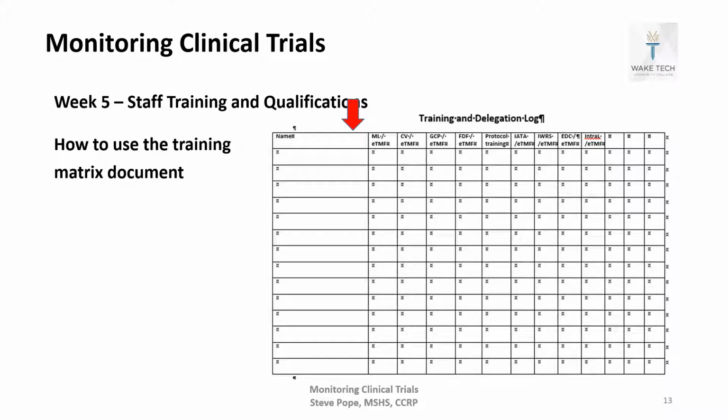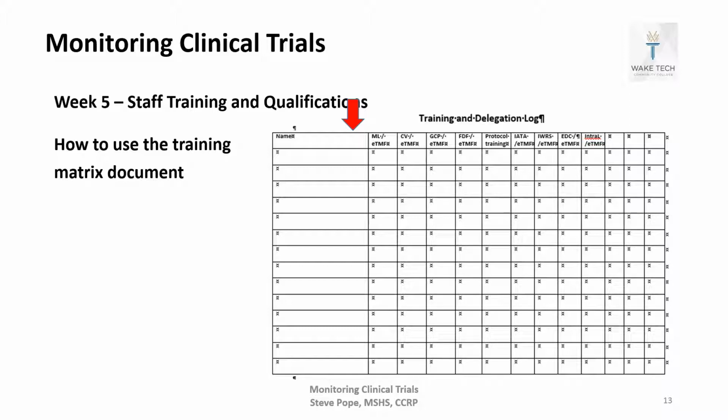And then the same thing for the EDC system. They'll have their name on it. It'll have Rave or Data Labs or Oracle, whatever EDC system you're using. Each member will have a certificate indicating that they've been trained on that. And then the same is true for the Intralinks. So once you populate the first column with everyone's name, you can just simply go down there and make a quick check mark that you've verified that that document is in their investigator site file.